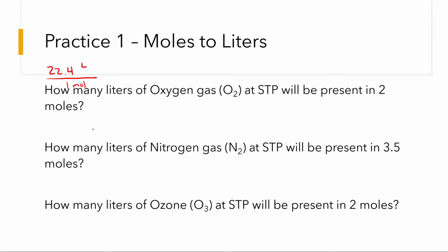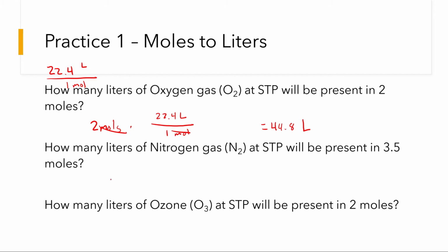So this first question asks, how many liters of oxygen gas, O2, at STP will be present in 2 moles? So we have 2 moles of oxygen, and we want to get to liters of oxygen. Now, our conversion factor is 22.4 liters per 1 mole. So moles cancel out. We get 2 times 22.4, or 44.8 liters. You'll notice we don't have to do anything different for the fact that this is oxygen gas versus in the next problem where it's nitrogen gas. The type of gas doesn't actually matter. As long as it is a gas and it is at STP, you're always going to be using the same conversion factor.